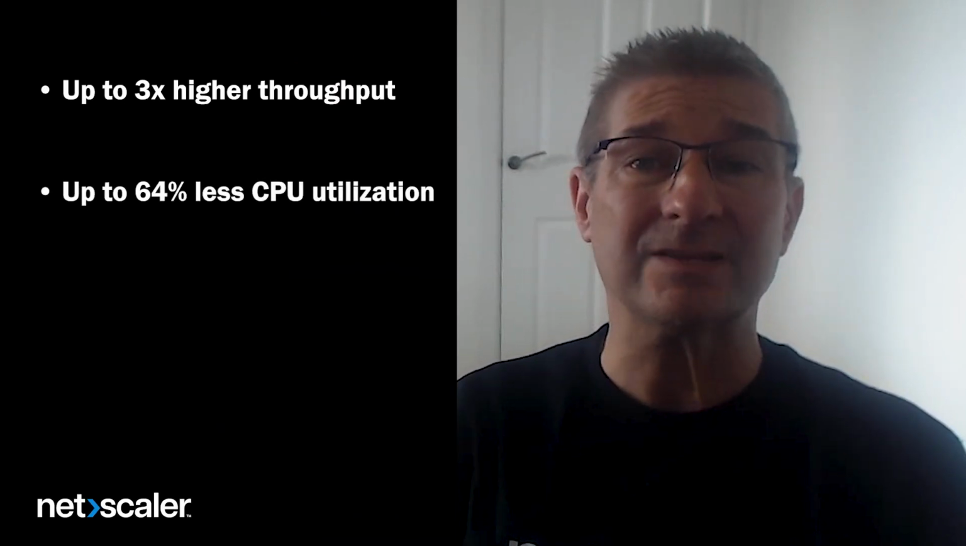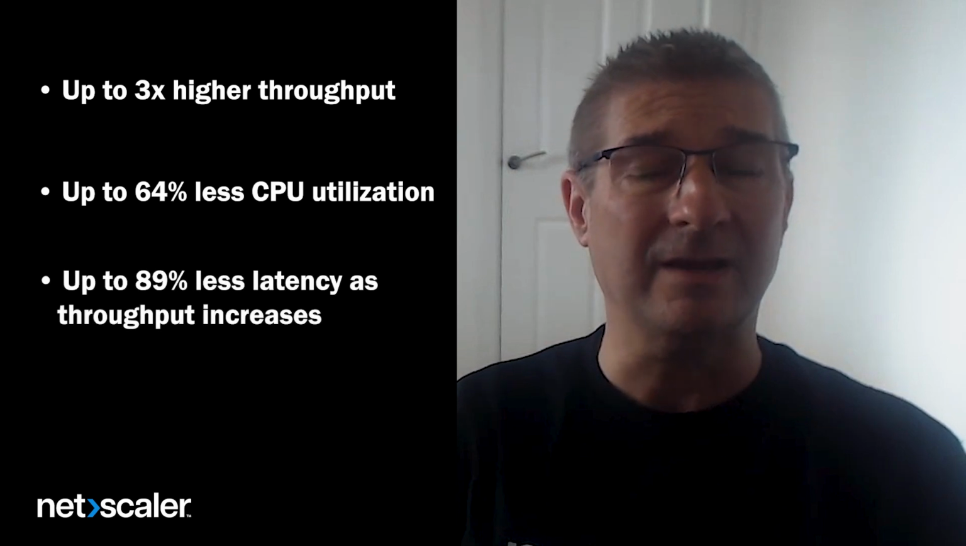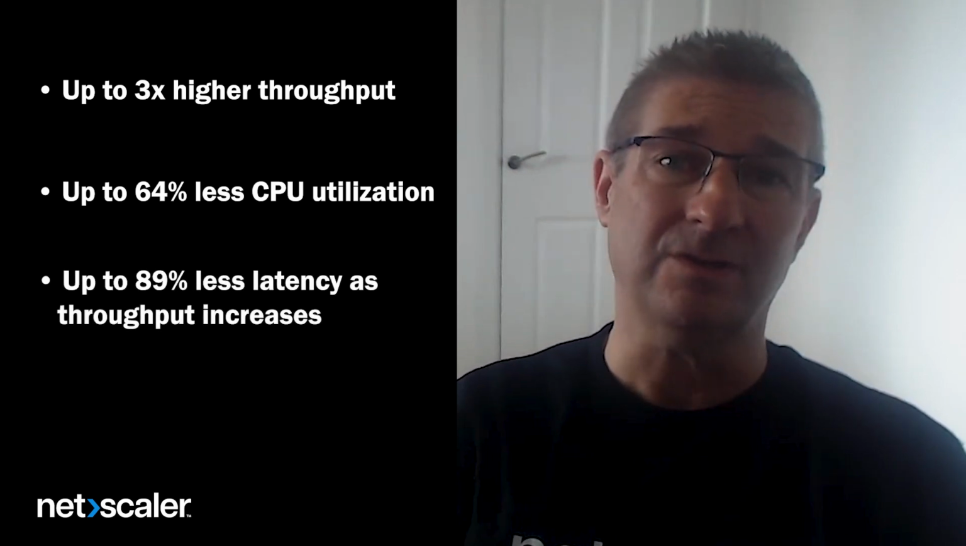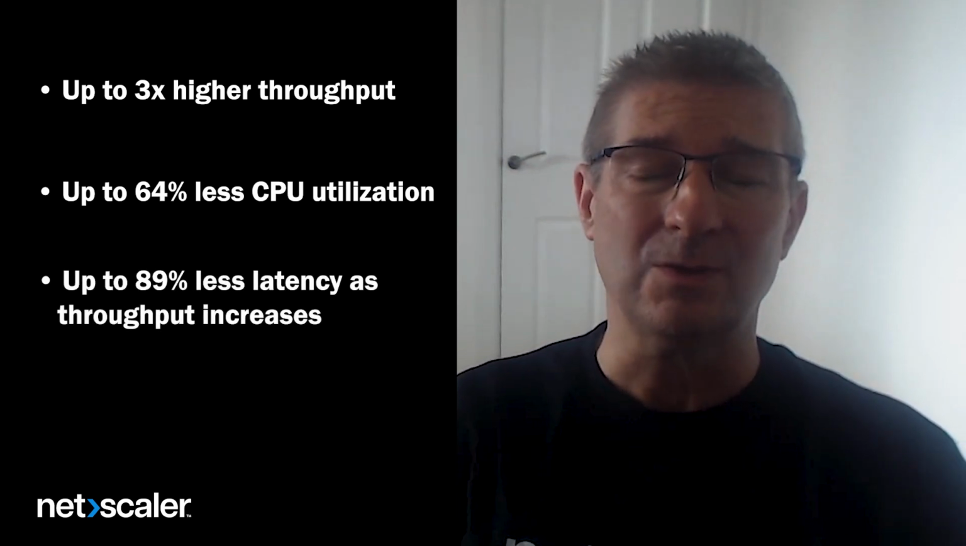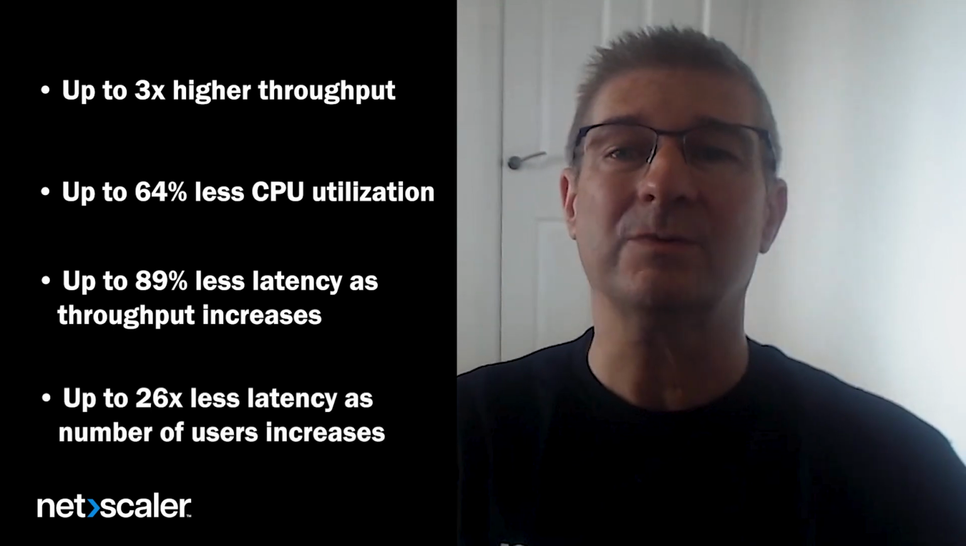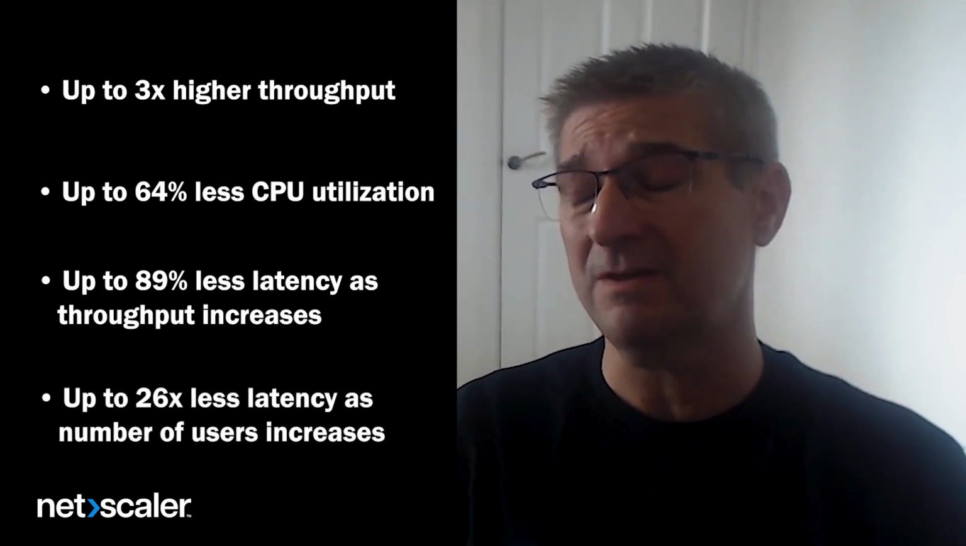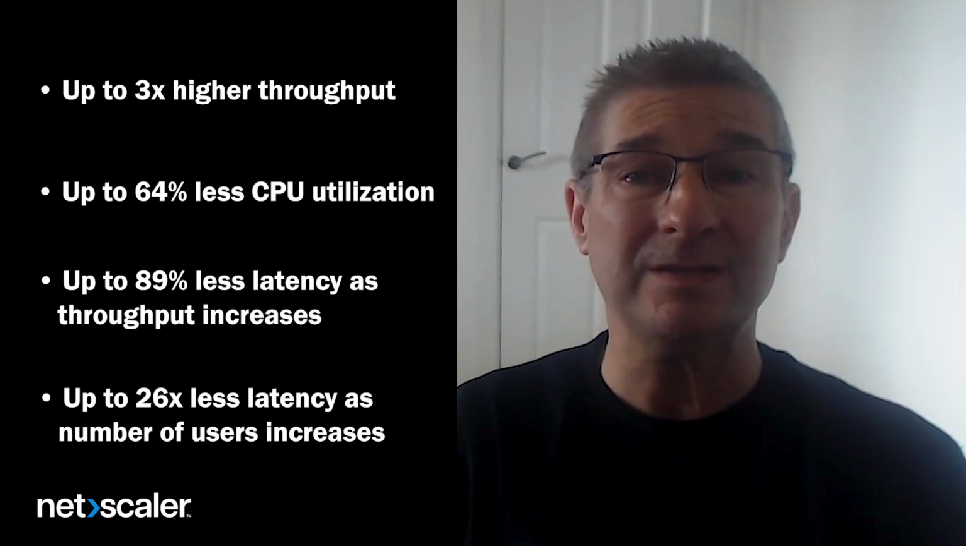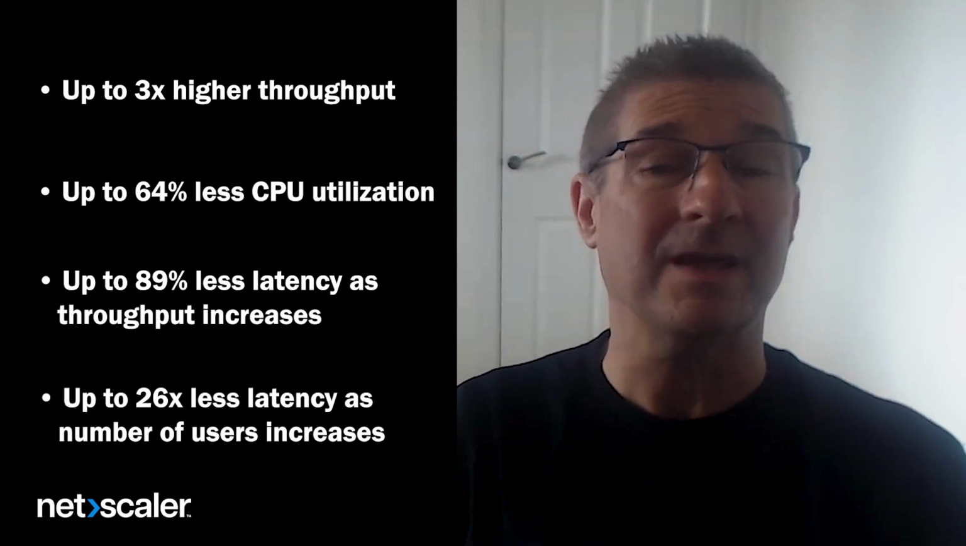But at a high level, for a given workload, NetScaler exhibited 3 times the throughput, 64% less CPU utilization, and induced a tiny fraction of the latency that F5 did. But the most staggering result was the induced latency when the number of connected users increased. F5 added up to 26 times the latency that NetScaler did.